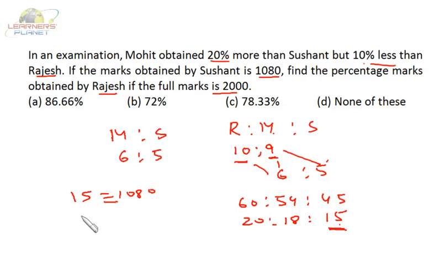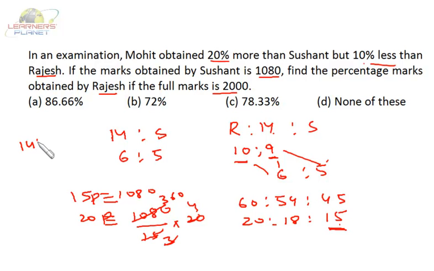then 20 will be equal to 1080 by 15 into 20. We can say 15 part or 20 part. Okay. That means 360 into 4, that is 1440. 1440 is Rajesh's marks. Now we have to find out his percentage.